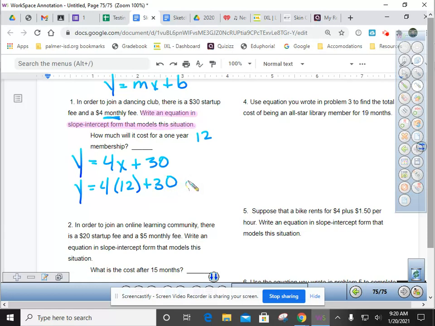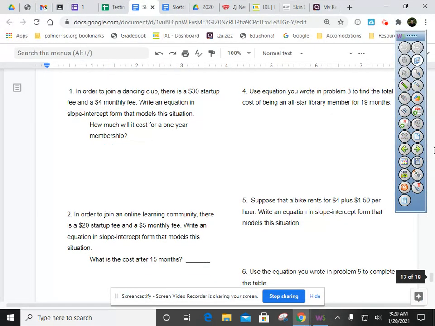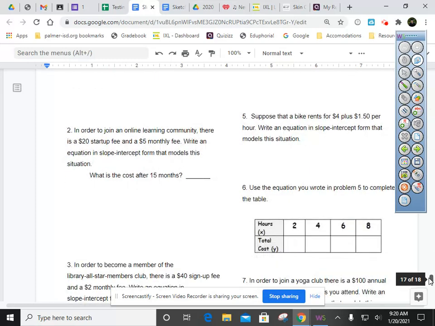What's 4 times 12? 48. And 48 plus 30? 78. That's how much it's going to cost for a year membership at this dancing club. And that's it. You already know how to do this. This is why it should be pretty simple for you. Everybody got that written? All right, let's move on to number 2.